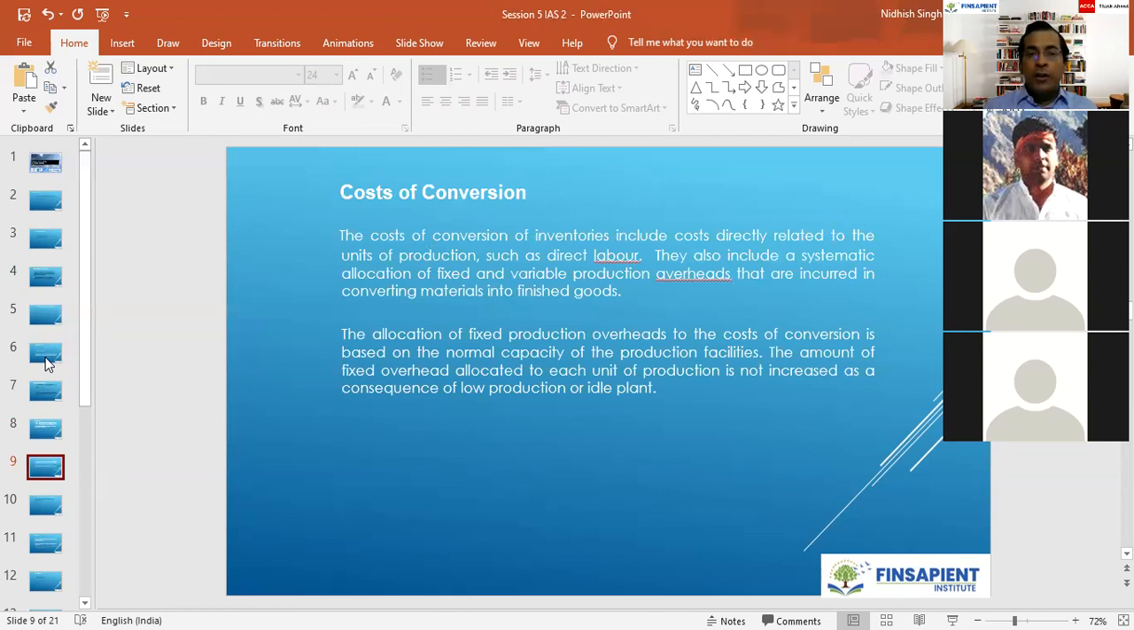Then cost of conversion. The cost of conversion of inventories. So what would be the conversion here? What do we mean by conversion?